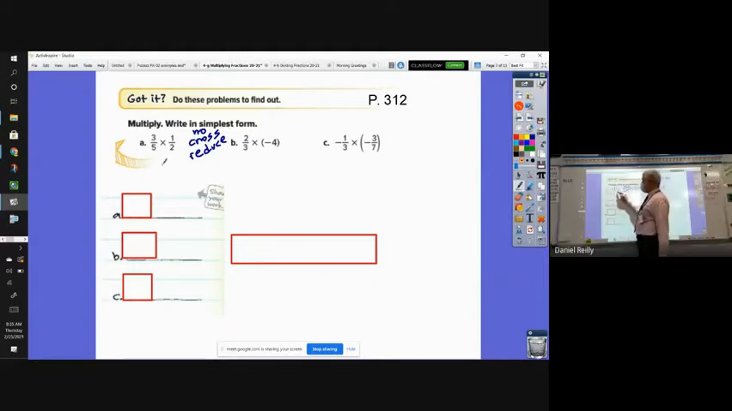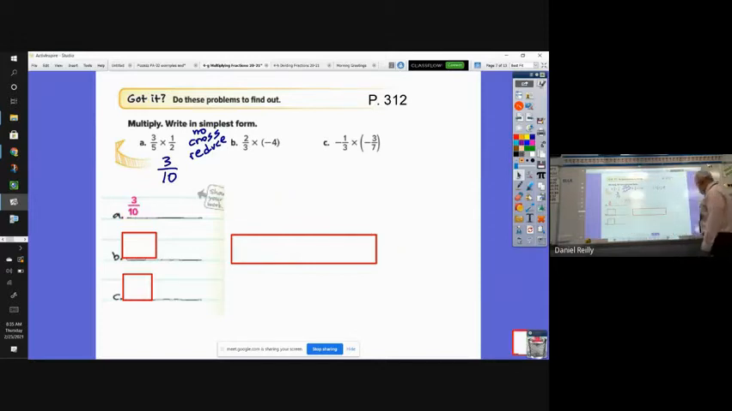Okay, so you just multiply straight across. 3/10, done. Simple. These are the easiest problems. Multiply across the top, multiply across the bottom. These are both positive, so this is a third grade multiplication problem. If you have a whole number, you need to change it to a fraction.